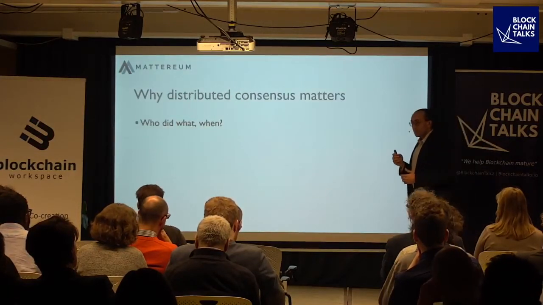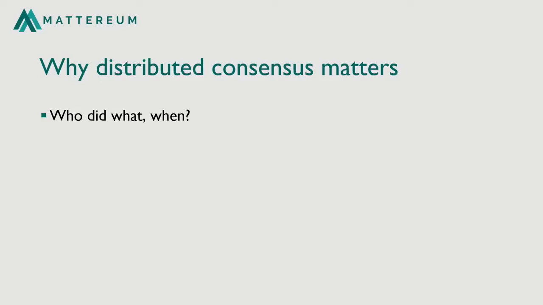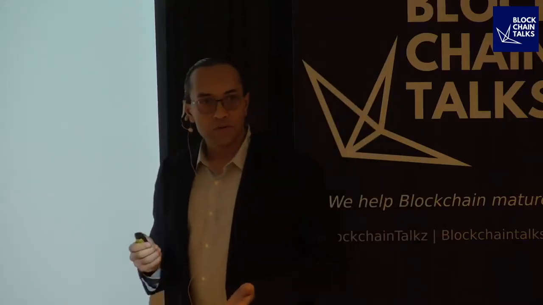So distributed consensus is about everybody agreeing who did what and when. And for us, that's easy. We have a shared objective reality. We all agree what happened and in what order. But that's not the case for distributed computer systems.